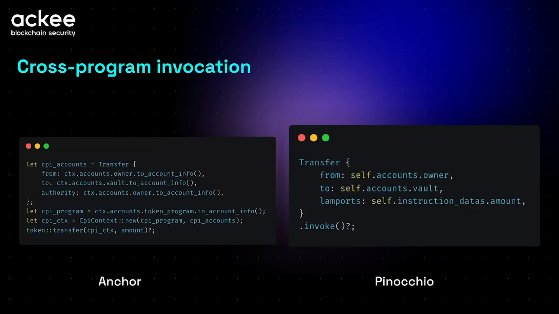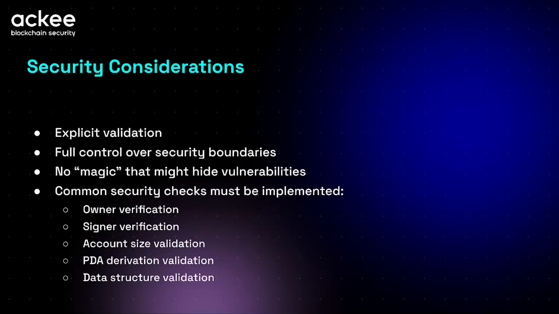You can simply create a struct with the required fields and call invoke. This example shows a transfer from owner to vault using the system program. The code is concise, yet explicit about what's happening. This direct approach not only reduces boilerplate, but also makes the code more readable and easier to audit. There's less indirection, which means fewer places for bugs to hide and a clearer path for security reviews.